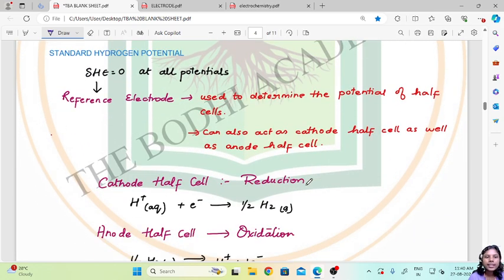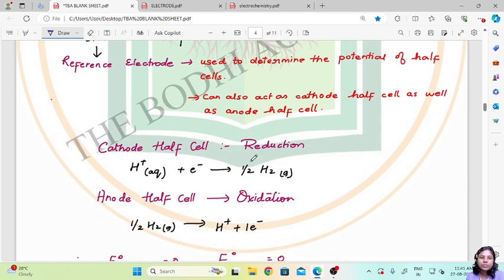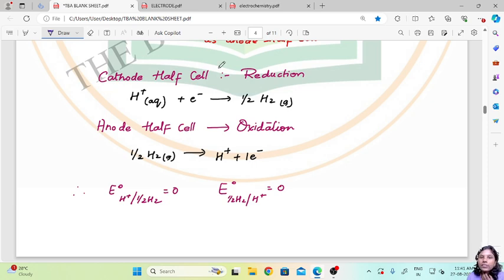Now let's talk about the standard hydrogen potential. It is basically represented as SHE. The significance of this is that its value is zero at all temperatures. That is the reason why this SHE is used as a reference electrode, because it won't show any potential. It is used to determine the potential of the half cells and can act as a cathode half cell as well as an anode half cell. So see here we have the cathode half cell reaction. Cathode half cell, we know it undergoes reduction.